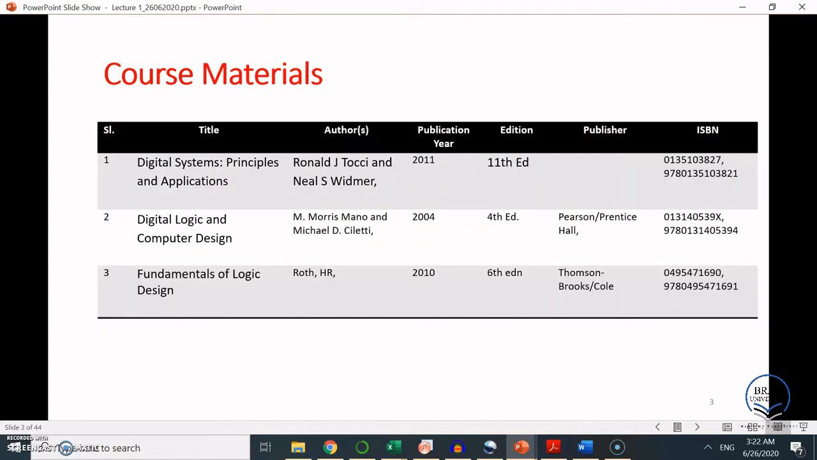The course material. A couple of textbooks, their authors, and the editions are given here. We will recommend which chapter will follow from which book, and you can double check with the textbook as well.